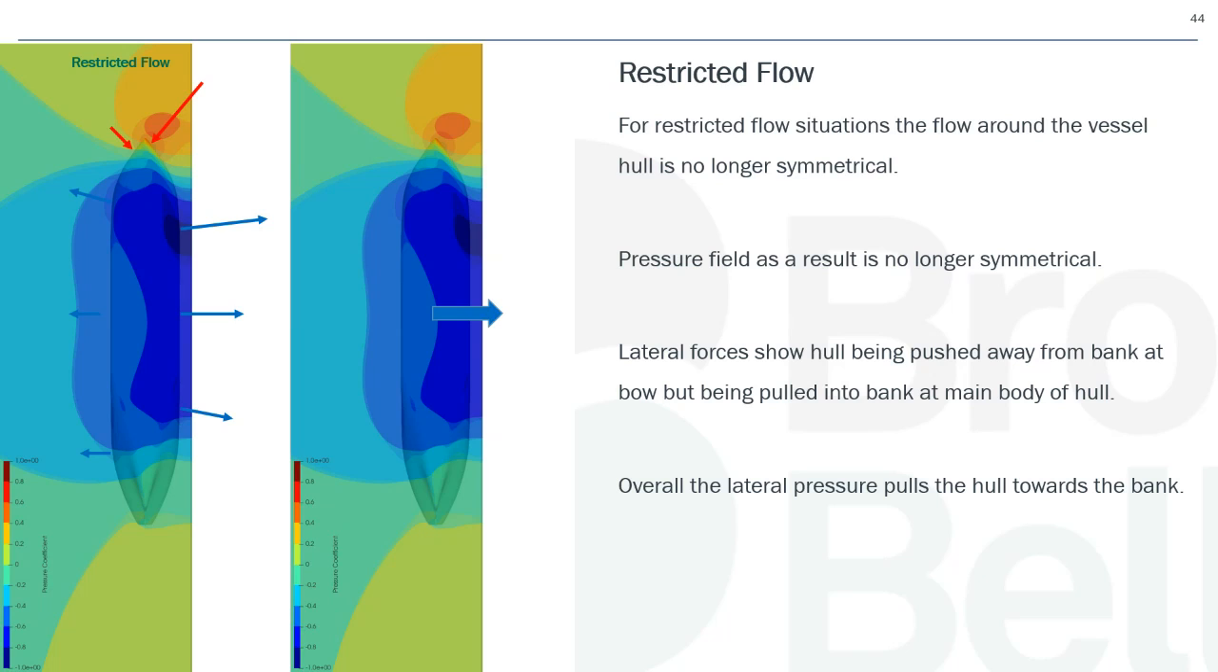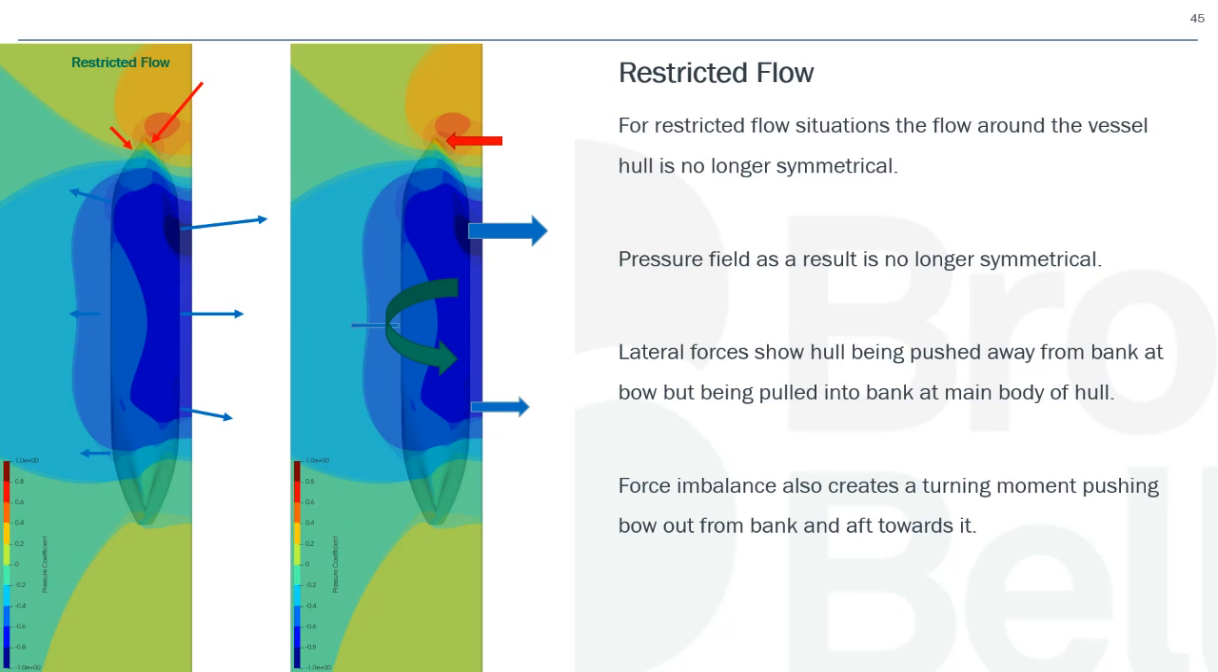And that's just the sway force associated with bank effect, and that's a result of your pressure field around your vessel. And similarly, when we look at the yaw moment on the vessel, this is a result of your imbalance in your forces. So you've got this pushing force at the bow, sucking force further aft, but overall it's kind of pushing it round as we look at it anti-clockwise. So it's kind of pushing the bow away from the bank and pushing the stern towards the bank.